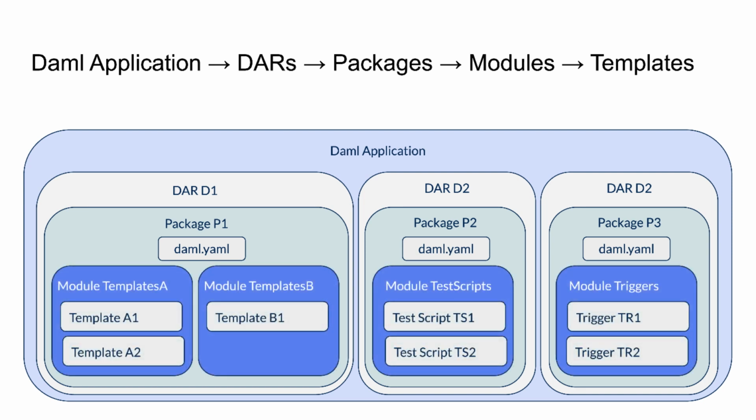A package contains one or more modules, and a module contains one or more templates, interfaces, test scripts, setup scripts, or triggers. A DAR is essentially a compiled package. The difference between a simple folder and a package is that a package has its own project config file called daml.yaml. The YAML file specifies all that is required to compile the files in a package into a DAR.